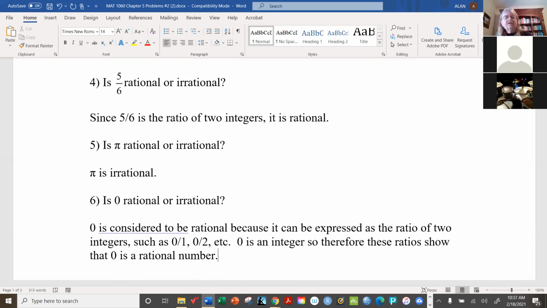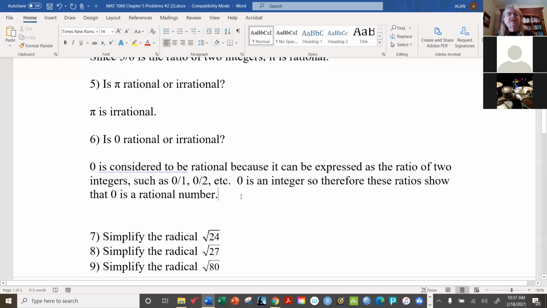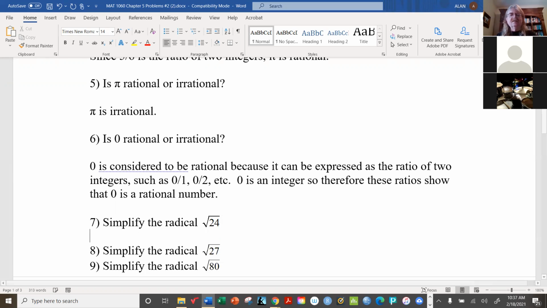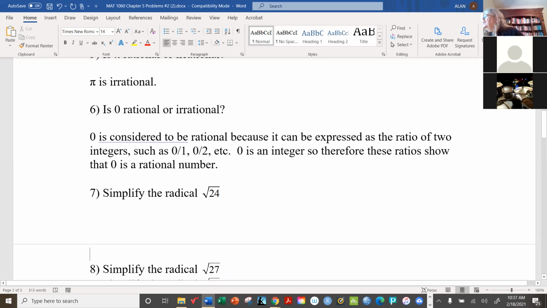So like all the other rational numbers, there's an infinite number of ratios we can construct of integers that give us back 0, all of them with 0 in the numerator. Okay, so there's no problem there. Here we go. Now it's time for simplifications. Now we all know and love simplifications. It's just fun, isn't it? Simplifying radicals is a fun game that we can play.